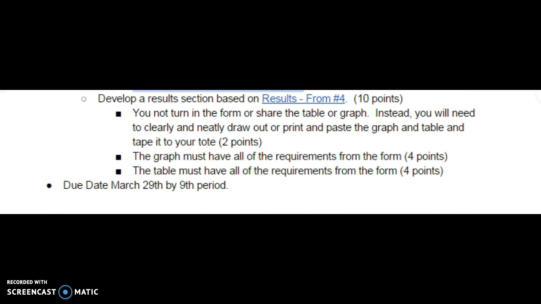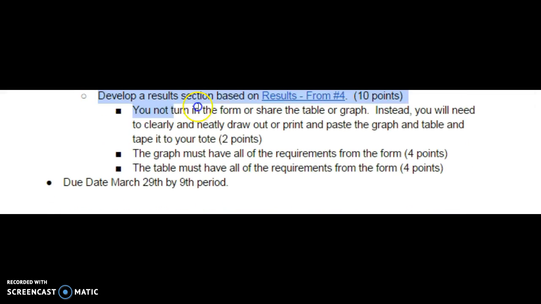The last thing you're going to do is utilize the results form number 4 to make some new results. You won't have to share the table or graph with me. Instead, you will need to just clearly and neatly draw it out on a piece of paper, or you can print it and use Google Forms or Google Spreadsheets to create your own. Either way, the graph and table must have all the requirements from the form, which relate to the title, the labels, and making sure that the correct information is in it.